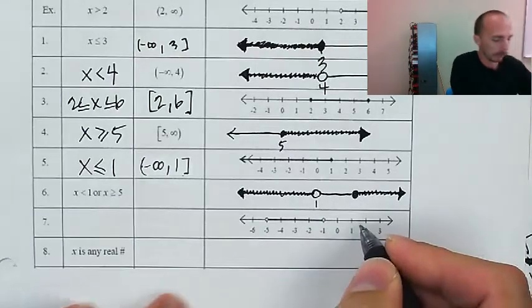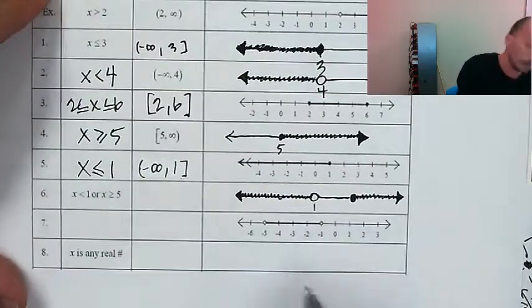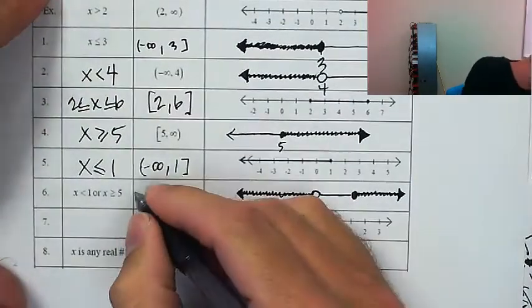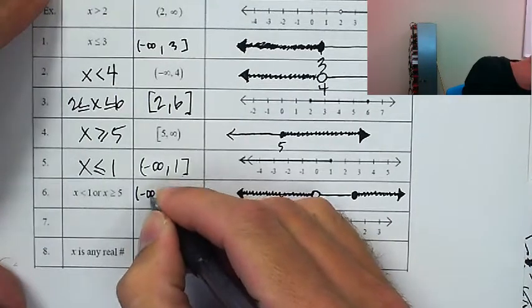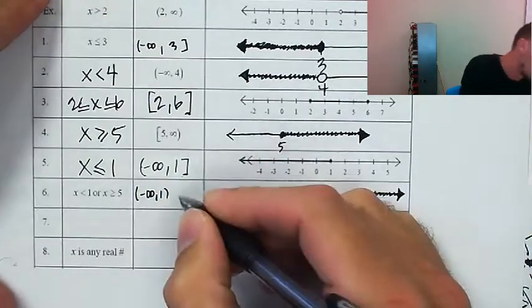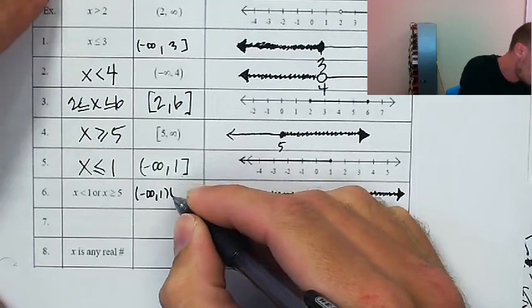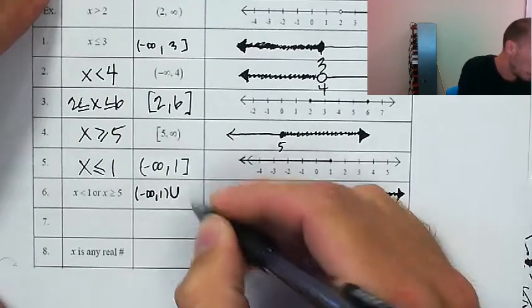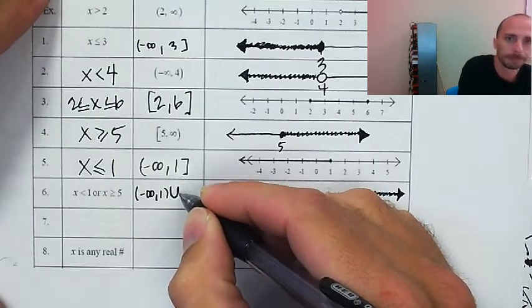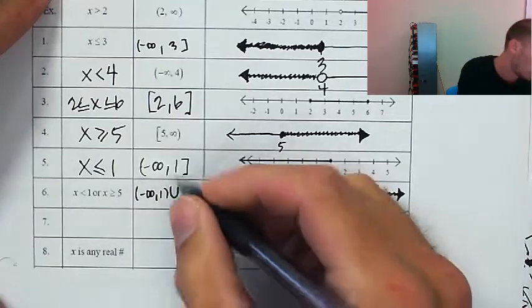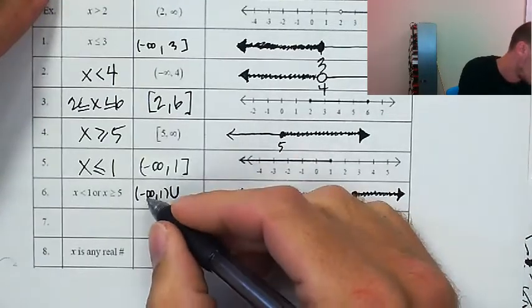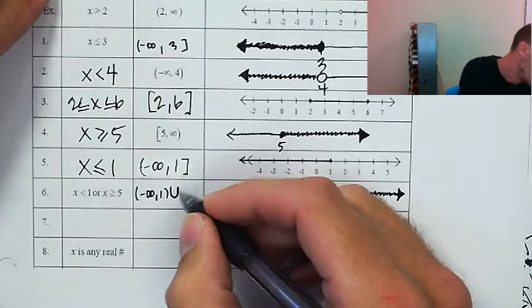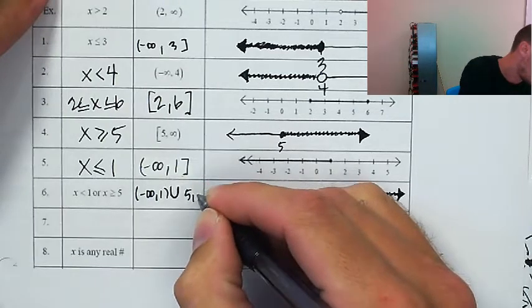And how we would write this in interval notation, you probably don't know this yet if you're in my class, but it goes from negative infinity up to 1. And the symbol for or is going to be this U-looking thing, kind of a big one though, and it doesn't have the tail on it like a regular U would. Negative infinity to 1 union 5 to positive infinity.